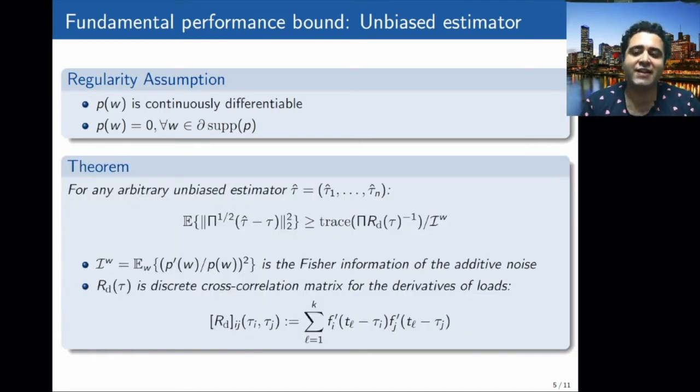Now, in the case that the estimator is unbiased, the variance of the error, scaled by a matrix Pi, would be lower bounded by the trace of that matrix Pi times the inverse of the R matrix, which we will get into later, divided by I_W. The I_W here is the Fisher information of the additive noise W that we had earlier. And the R matrix that we see in inverse form in the lower bound is a discrete cross-correlation matrix between the derivatives of the loads. If our loads are in the form of energy consumption, the derivative of them would be power, or if they're in terms of power, then we are dealing with the derivative of the powers.